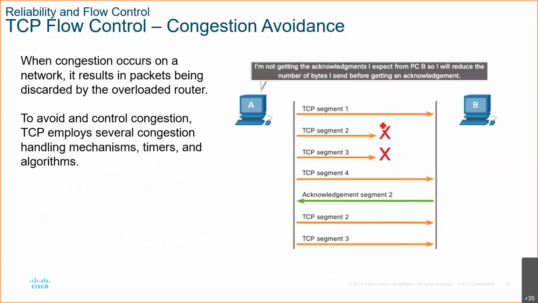If any segment is lost, the acknowledgement will be sent for the segment that has been received, and for the one which is lost, it will ask to send that segment again. And the window size will at the same time decrease. Okay, it will go down. Here it tells you, to avoid and control congestion, TCP employs several congestion handling mechanisms, timers, and algorithms. You see, in your CCNA, that's not the focus. We don't go into details of algorithms, but in your lecture, you study that.